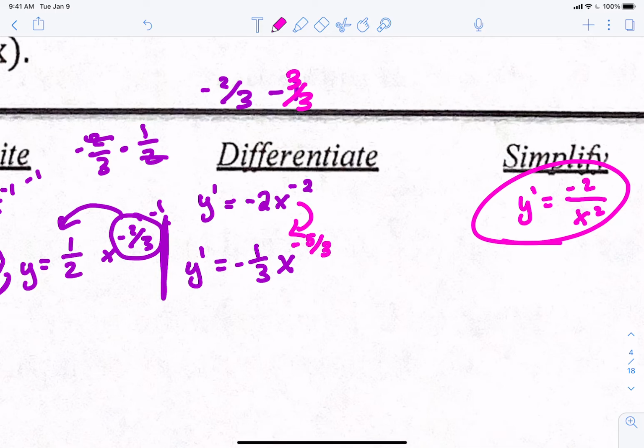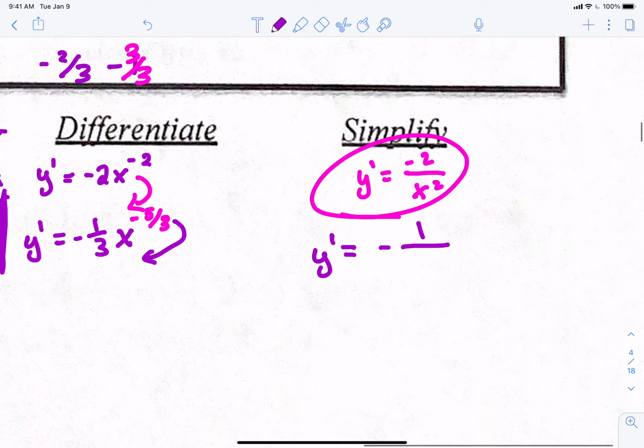Let me talk through that again. We move the negative 2/3 down in front. We got negative 1/3 when we multiply by the 1/2. And if I take negative 2/3 and subtract 1, negative 2/3 minus 3/3 is negative 5/3. Are we okay so far? Okay, now moving back, we're going to rewrite. 1 over 3x to the 5/3.